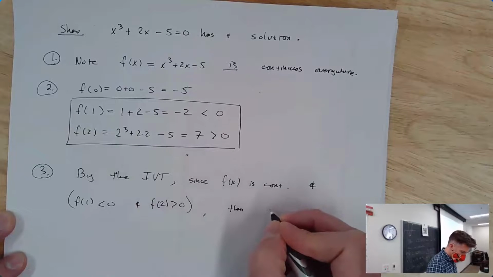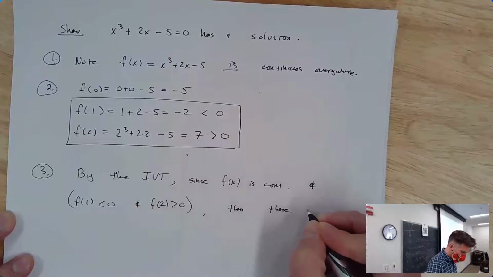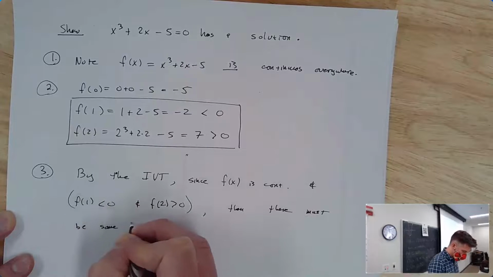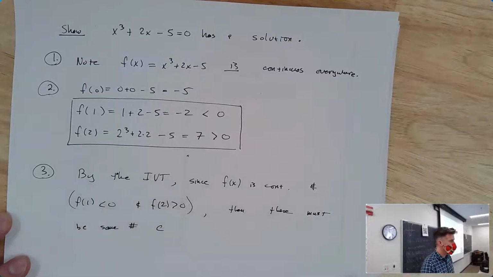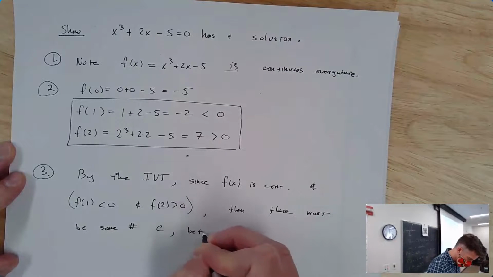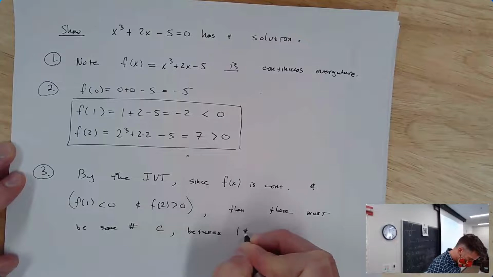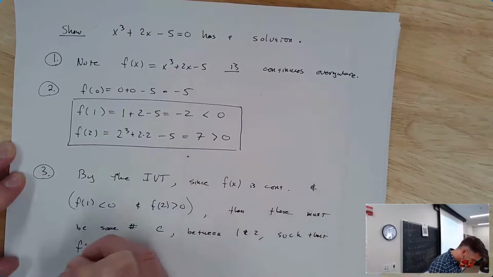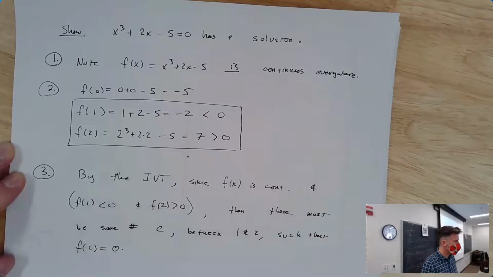Then there must be some number. What do we call it? We usually call it C. I don't know why, but C is what we usually call it. We don't know what it is. Where does C have to live? What numbers does C live between? 1 and 2. Such that f of C is equal to 0.